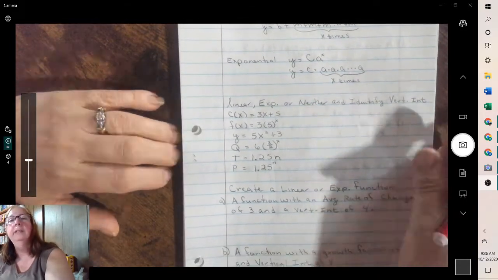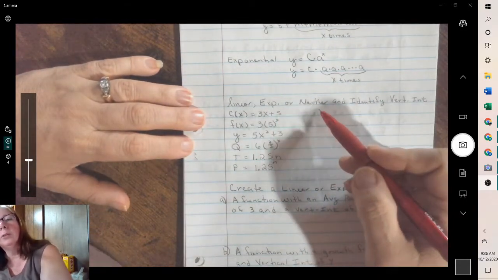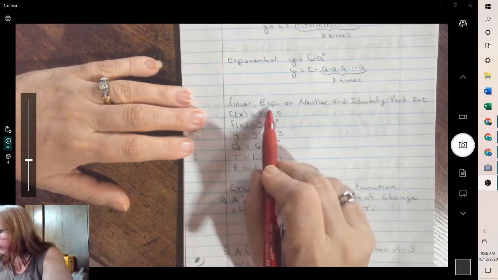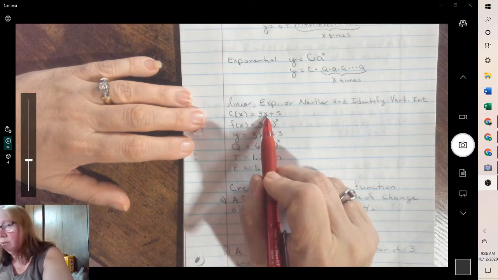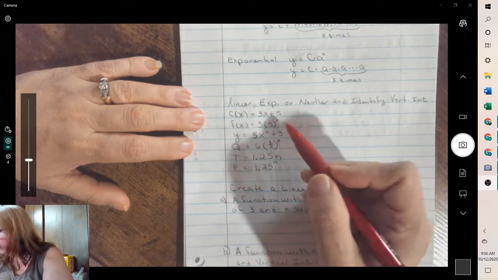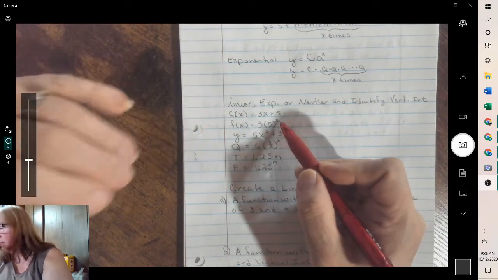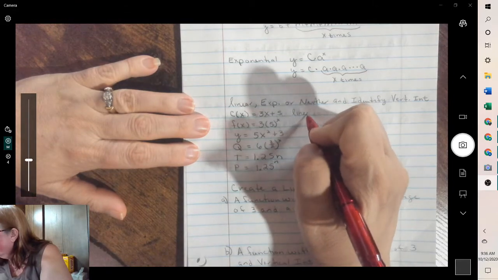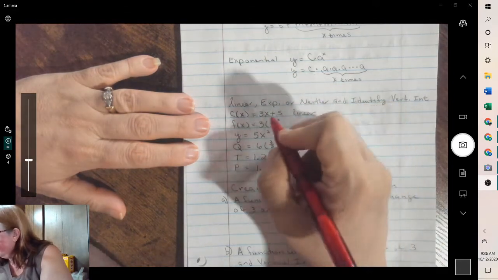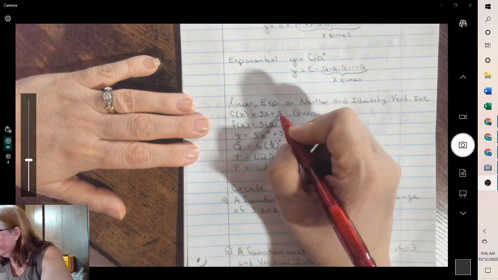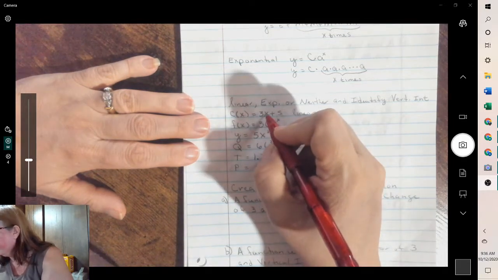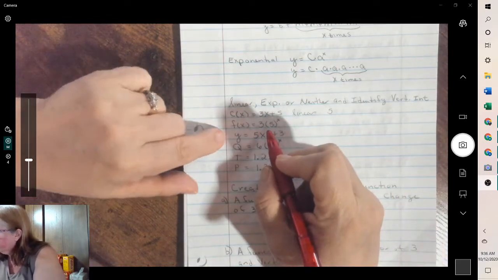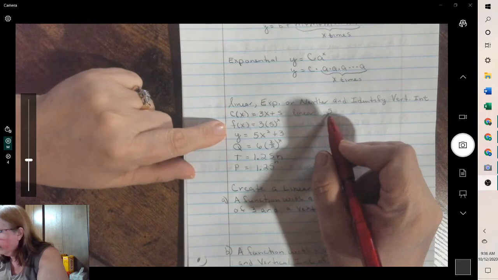So if we look at these to see if they're linear, exponential, or neither, and identify the vertical intercept, we're looking at the first one, x is to the first power. It is not in exponent form, where this one is in the exponent. So this is linear. And the vertical intercept is your 5. It's the y-intercept. If you plug 0 in for x, you get 5. It's also the initial or starting amount.